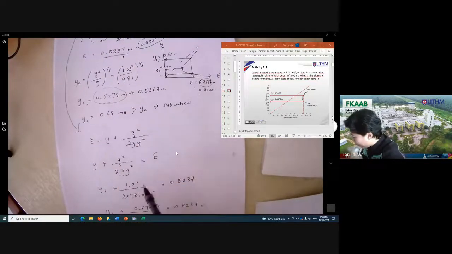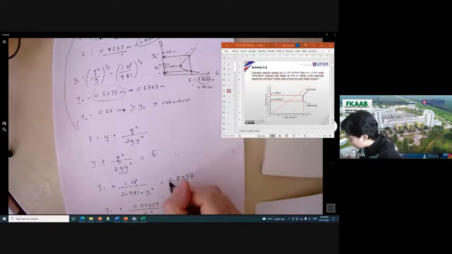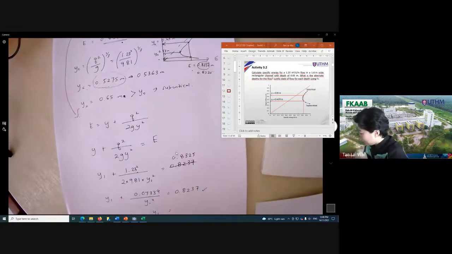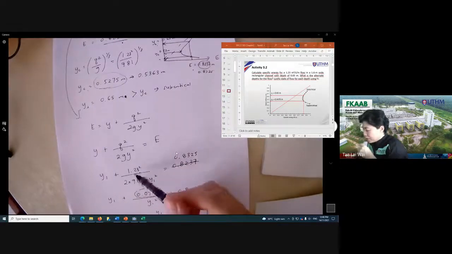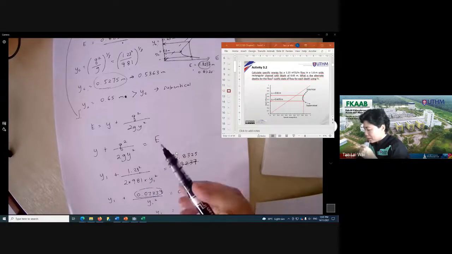So therefore, I need to change this as 1.23 and this should be 0.8325. So how about this? Can someone help me calculate this? Can someone help me calculate 1.23 squared divided by 2 divided by 9.81?